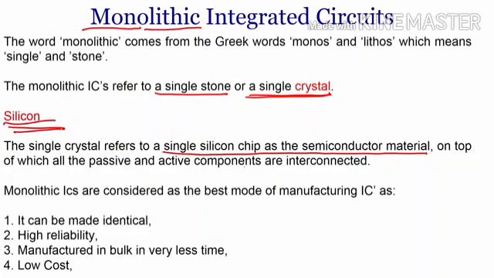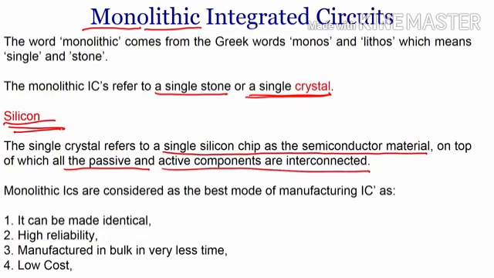The point I am making here is that the single crystal in a monolithic integrated circuit is nothing but a silicon chip as a semiconductor material, and on top of this semiconductor material we build all the passive and active components, which are interconnected. Here, see what we have read: the single crystal refers to a single silicon chip as the semiconductor material on which passive and active components are interconnected.